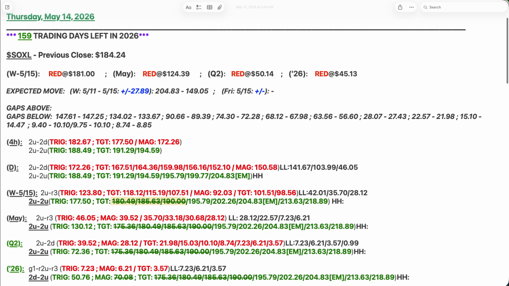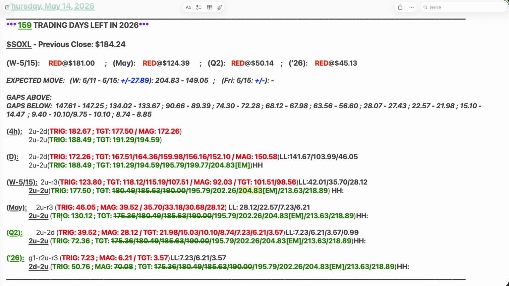We talked about on the 4 hour, there is the possibility of going 2 up, 2 down. That would trigger at 182.67 with a magnitude of 172.26. So $10 magnitude in the face of an uptrend. Figured we'd probably give you an intermediate target there to be safe. Now, if we continue to the upside, going 2 up, going above today's high, we've got a couple extended targets out here for you. And the same type of thing on the day, right?